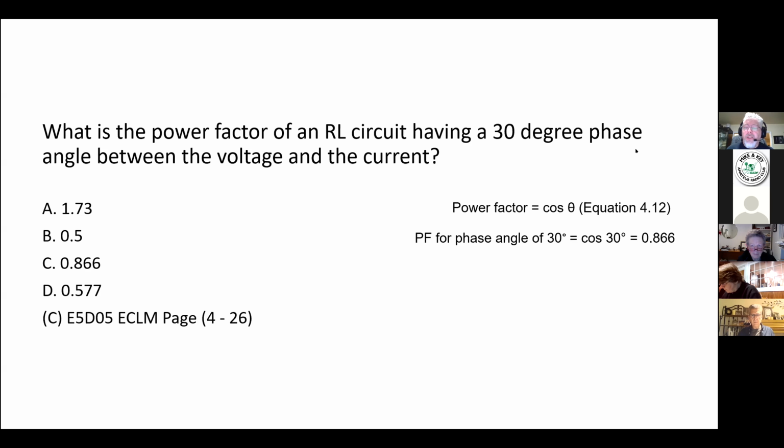So cosine of 30 is 0.866. Move that a little bit more. This ought to bring everybody back to their trig days. Yeah, 1978. It's the opposite side. Yep.